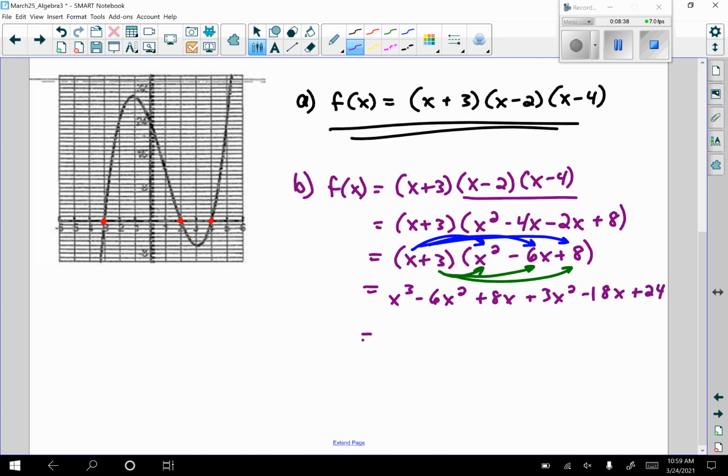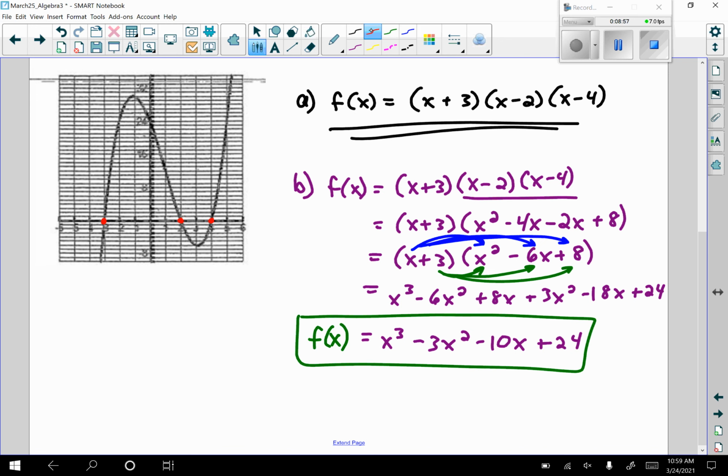And then we combine like terms. So this gives us x cubed. If I combine my x squared terms together, we're going to get a minus 3x squared. 8x minus 18x is a minus 10x plus 24. So this is what you want to do to check. You want to graph this. So in Desmos, you're going to type this in. Also in Desmos, you're going to type in the factored form. They should match if we expanded everything correctly. And it should look like the graph that we gave you in number 13.